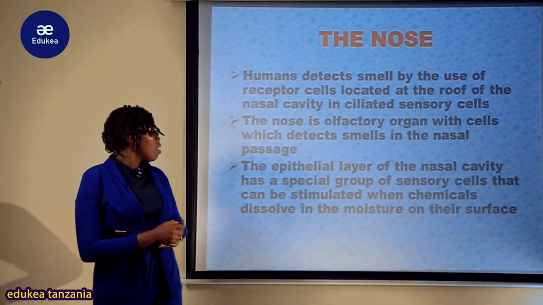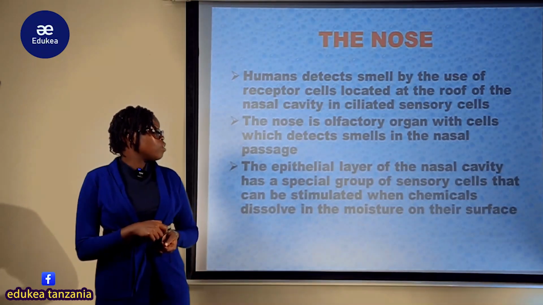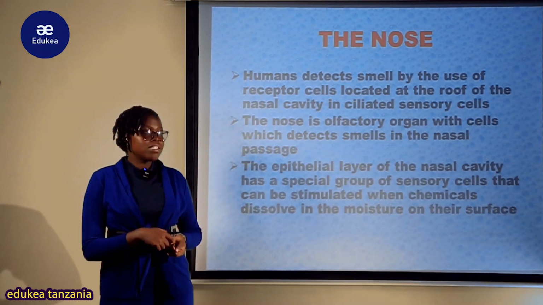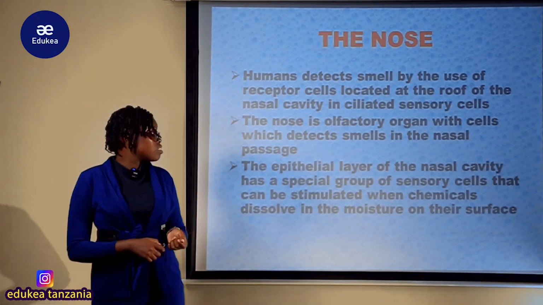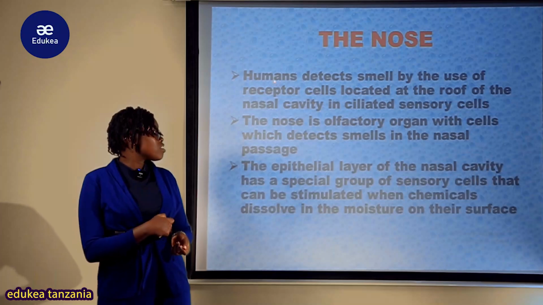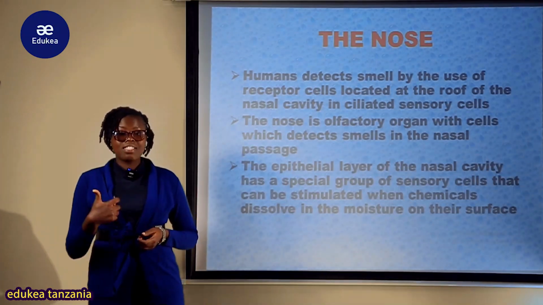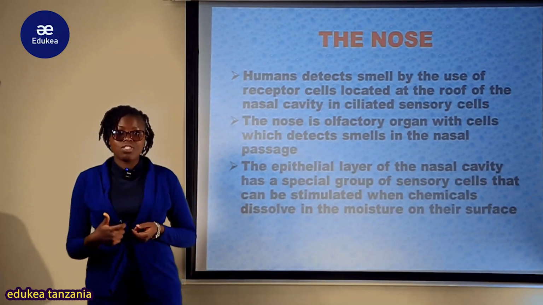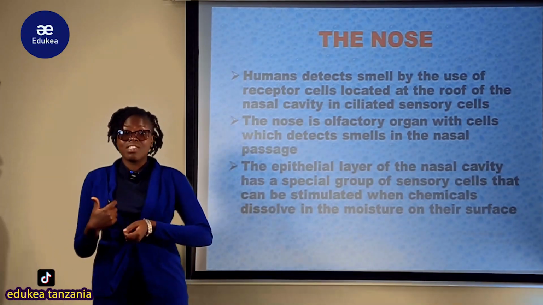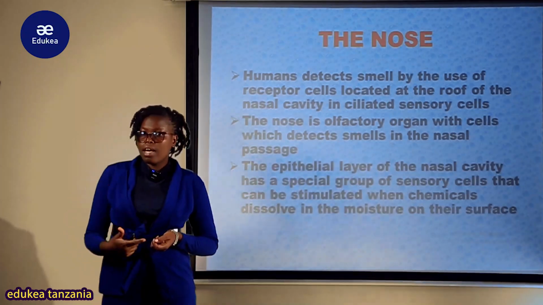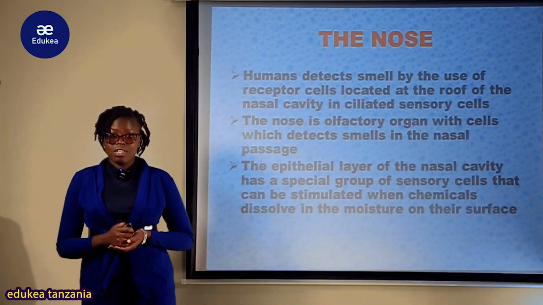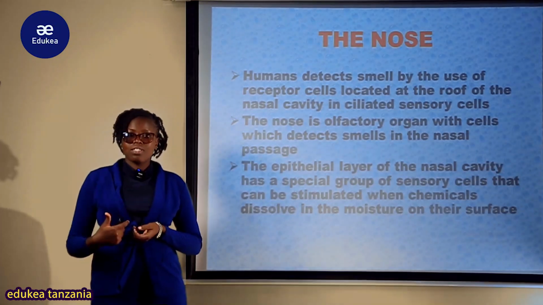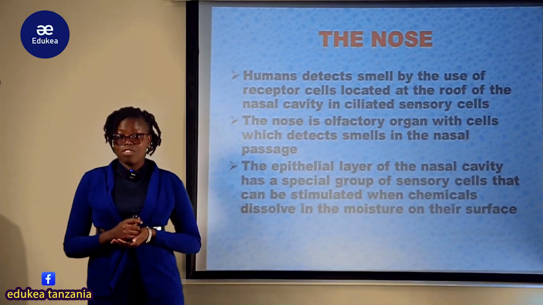So the human detects smell by the use of receptor cells located at the roof of the nasal cavity in the ciliated sensory cells. So the nasal cavity tends to be ciliated. They have these numerous cilia katika sensory cells. The sensory cells are the ones which are responsible for the collection of these impulses to send them to the central nervous system for the interpretation.